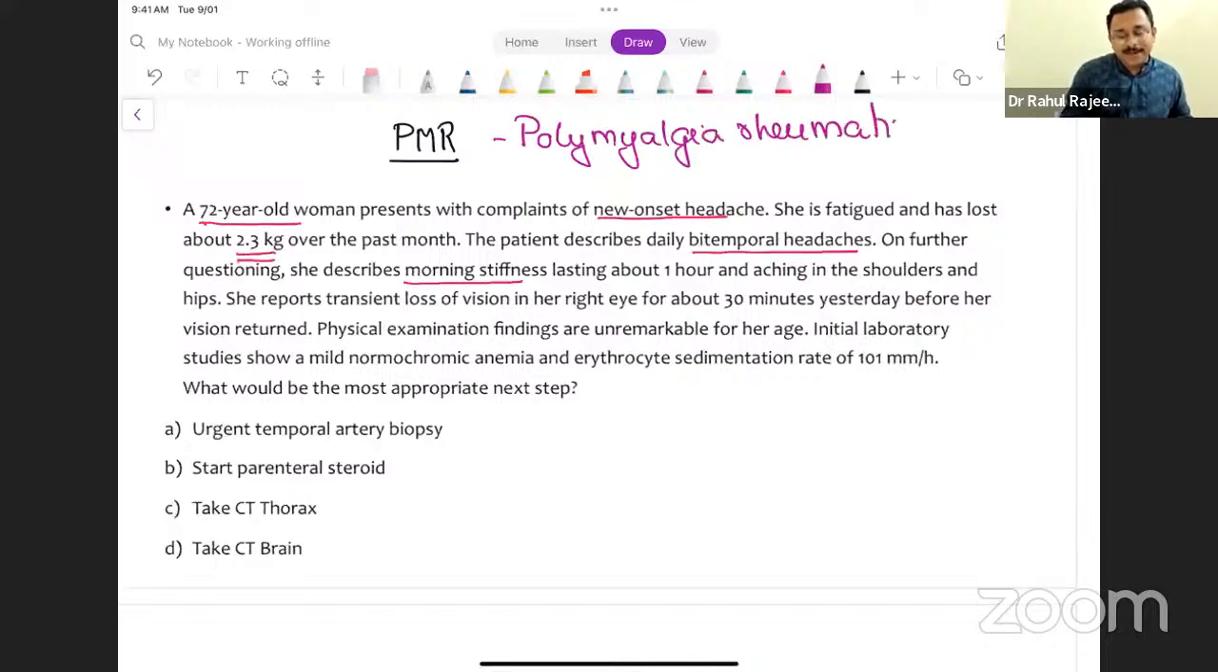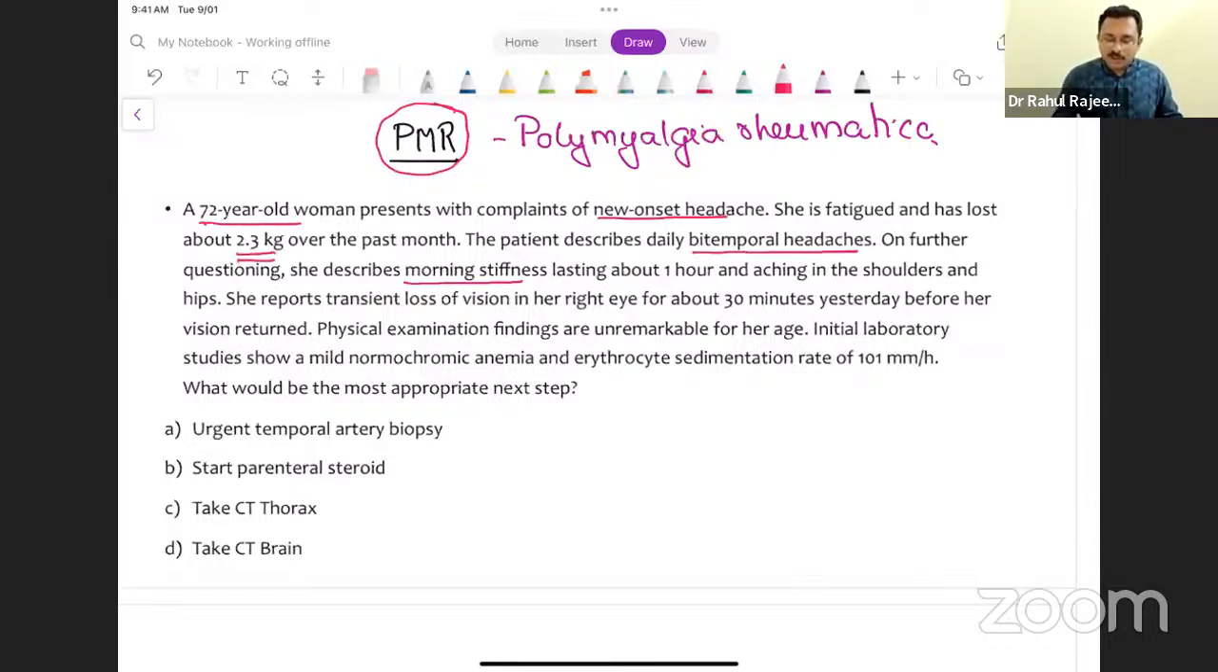And I've taught you in my lectures that patients with PMR usually have got stiffness, pain, aches in the shoulders and the hips. Now, it's not just that. And PMR, remember, is very commonly associated with giant cell arteritis. Can polymyalgia rheumatica occur as an isolated entity? Possible, but many a times it is coexistent with giant cell arteritis.